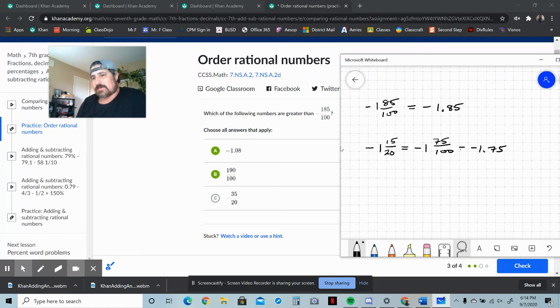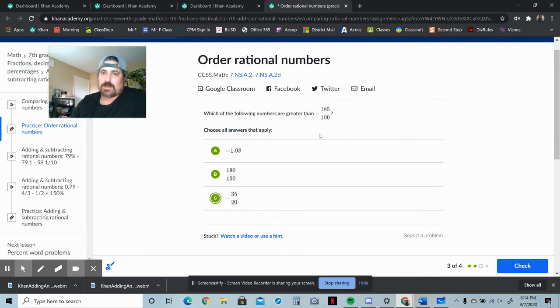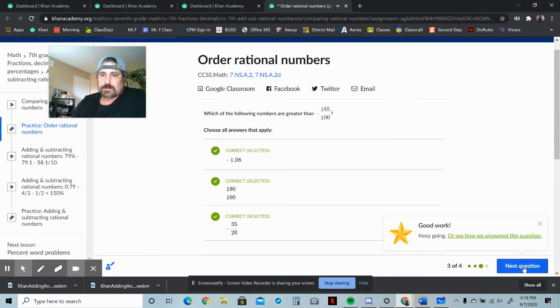Now, negative 1.75 is greater than negative 1.85 because, like we talked about, the bigger the negative value, the smaller its actual value, right? The bigger negatives lose. So that means that all of these are, in fact, greater than negative 185 over 100. And yeah, that's like rocked it.